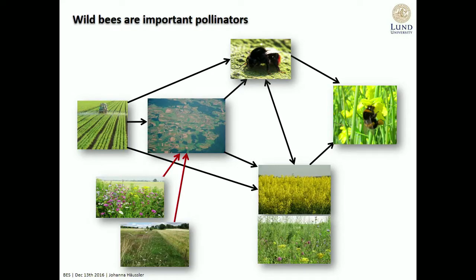So what can we do to improve the situation for pollinators in agricultural landscapes is to implement pollinator-friendly habitats such as field margins or flower strips, offering a high amount of resources such as floral or nesting resources.